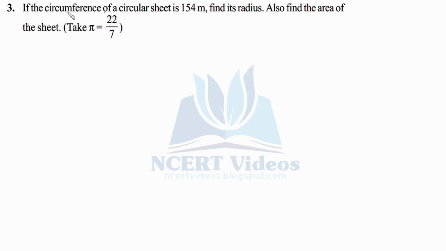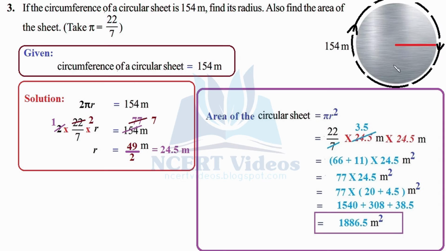Question 3. If the circumference of a circular sheet is 154 meter, find its radius. Also find the area of the sheet and take pi as 22/7. This is the visual representation of this question. That is, you are given the circumference as 154 meter. Now you have to find the radius.